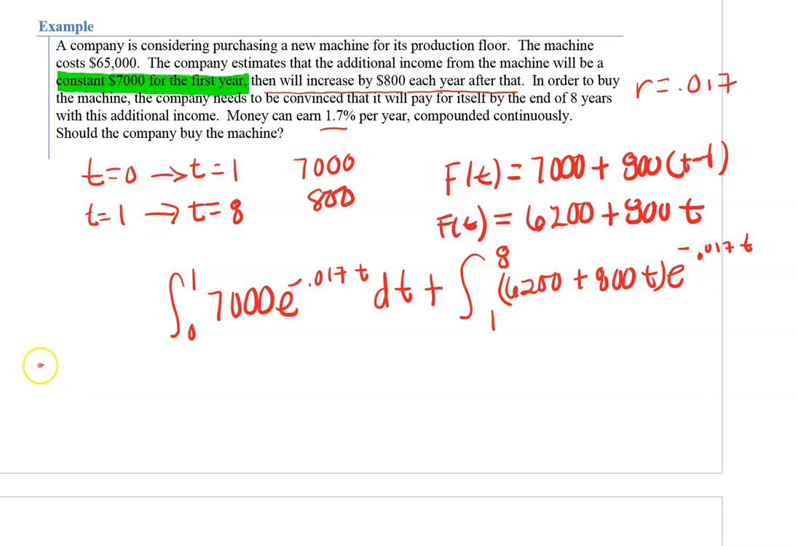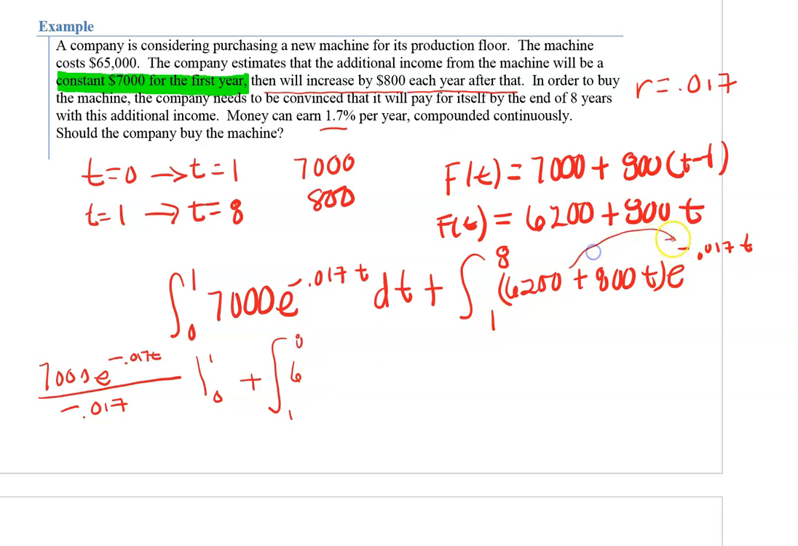So I'm going to integrate the first one. That would give me 7,000 e to the negative 0.017 t divided by negative 0.017, again using a u substitution to help me with that integral from 0 to 1. Plus, we would have to multiply this out. Let's just look at that integral there. And so I'm going to distribute this e into here so I can separate that out. So I get 6,200 e to the negative 0.017 t plus 800 t e to the negative 0.017 t, that whole thing dt.